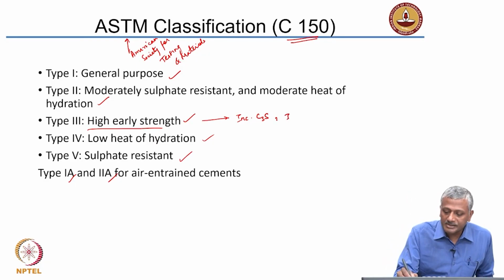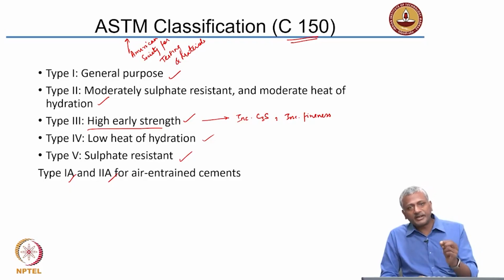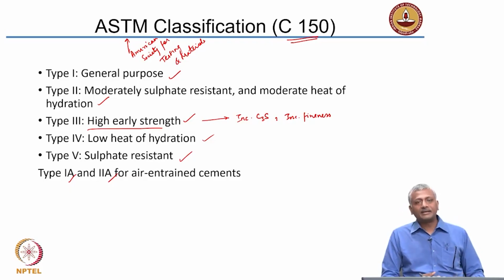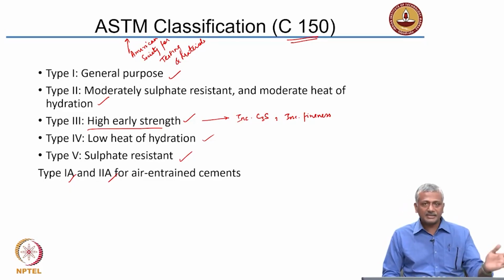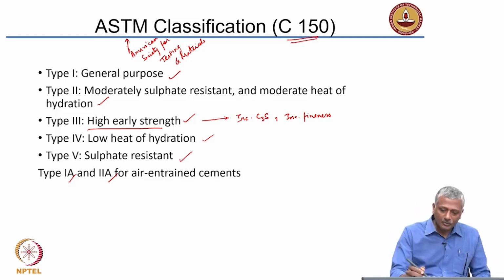You could also increase the fineness of the cement. Increase the fineness. So grind it much finer, that will make it more reactive and increase the rate of strength gain. So increase C3S, increase fineness to get high early strength cement.